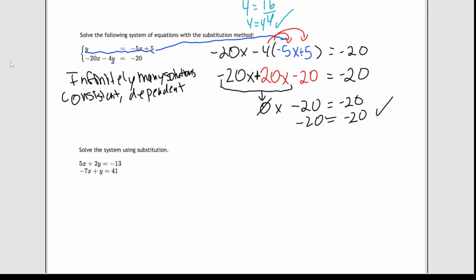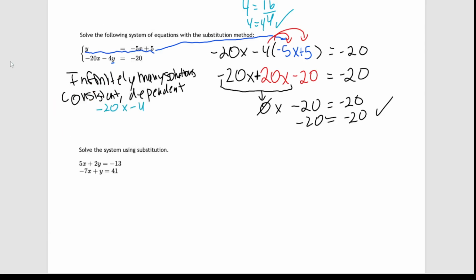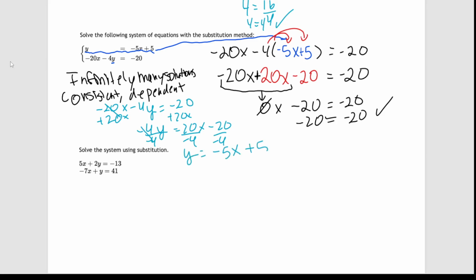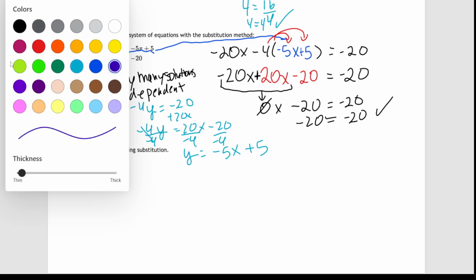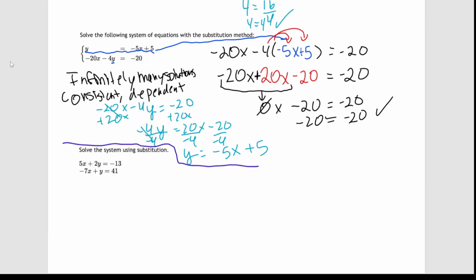because this is really just the same line written twice, which we can confirm because if we were to solve for y in the second equation, it better end up giving us the first equation. So in particular, if I were to add 20x to both sides, negative 4y is equal to positive 20x minus 20, and then continue to get y by itself by dividing by negative 4 on all three terms. That would give us y is equal to negative 5x plus 5. So indeed it was the case that these were just the same equation written two different ways.